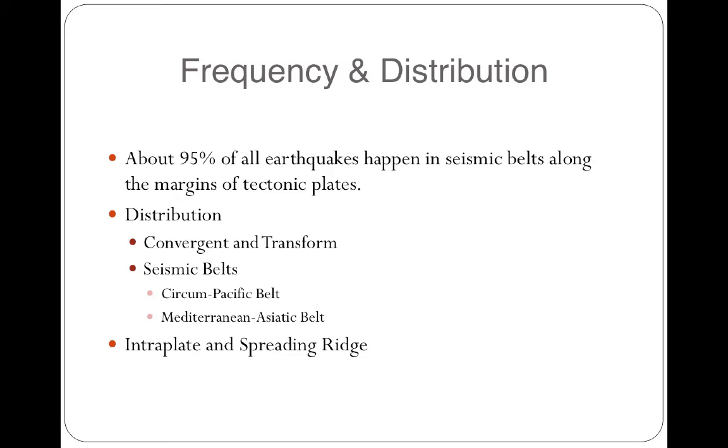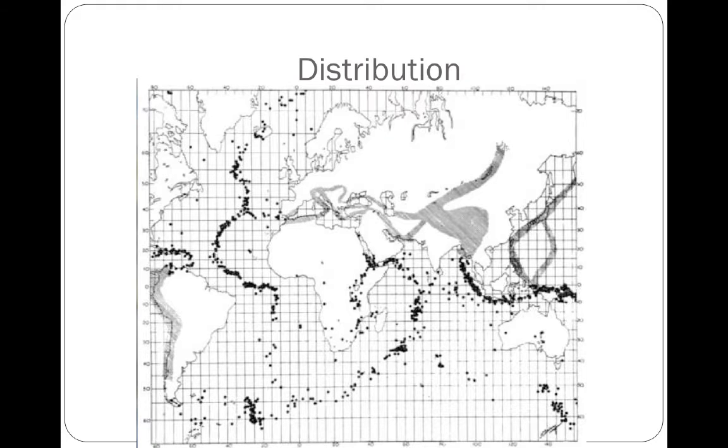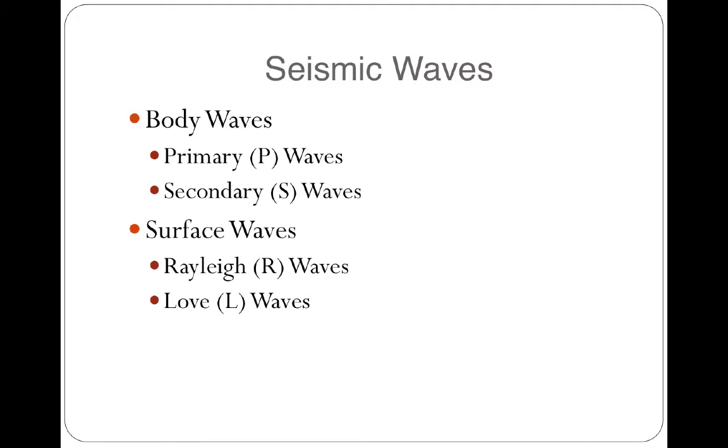So about 95% of all earthquakes happen in seismic belts, which happen to be along the plate boundaries. They tend to always occur at convergent and transform boundaries, although you do get some earthquakes associated with divergent. And again, here's a map. The dots representing the places of high frequency earthquakes. And again, you can see, just like we saw with volcanoes, those are along the plate boundaries.